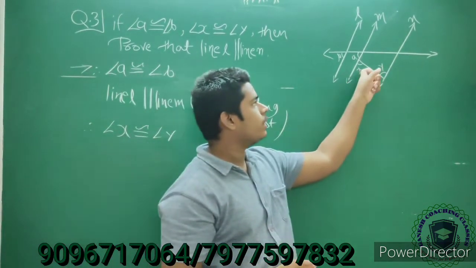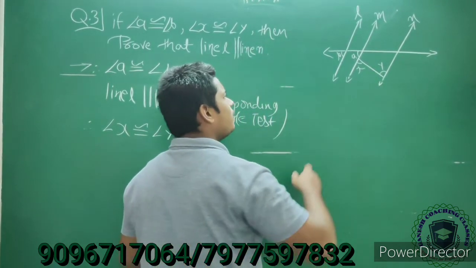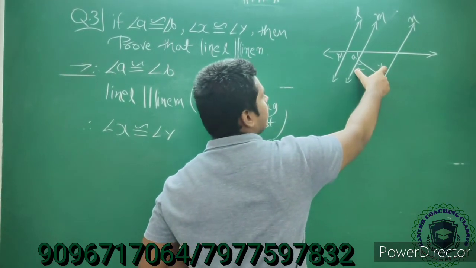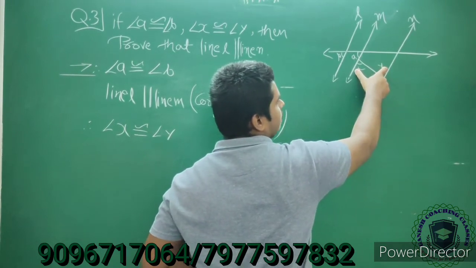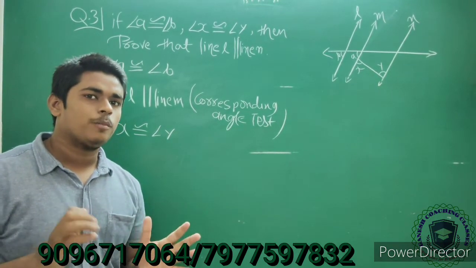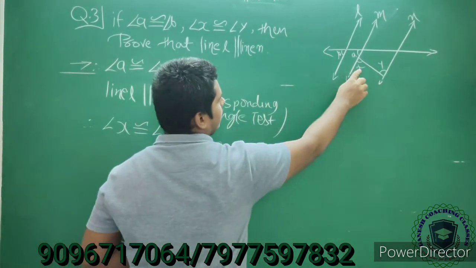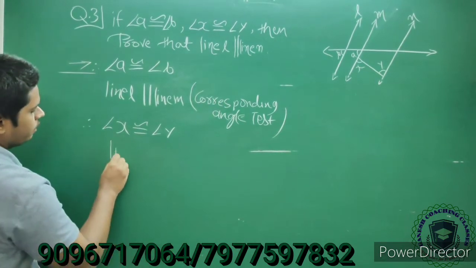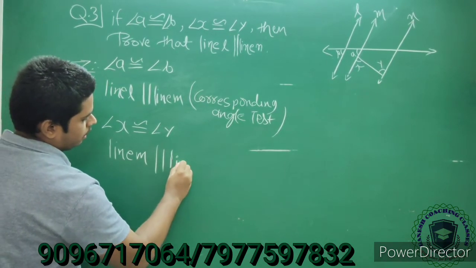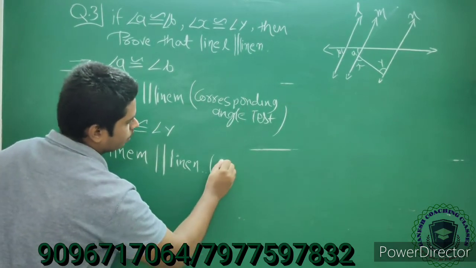Look into the figure, here angle X and here angle Y. What shape are we getting here? We are getting a Z. These two angles inscribed in the Z are alternate angles, and when alternate angles are congruent, these two lines are parallel to each other. So here angle X is inscribed by line M, so line M is parallel to line N. By which test here?